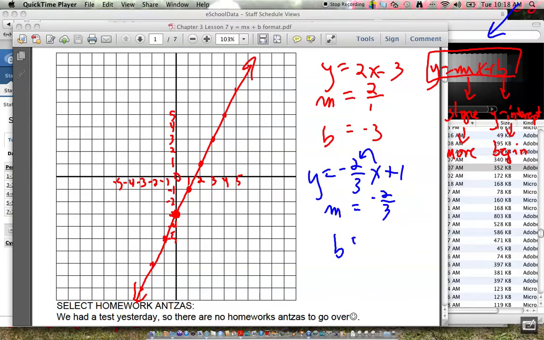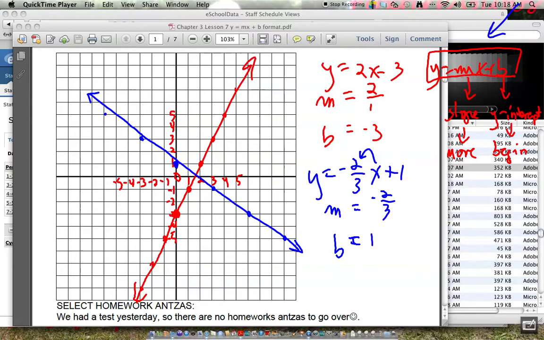What's the y-intercept here? Take a look. 1. Where do I begin? 1. How do I move? Come on, what's the slope? How do I move? -2/3. Down, negative means down, down 2/3. Backside. Now I connect the dots. And there's my line.